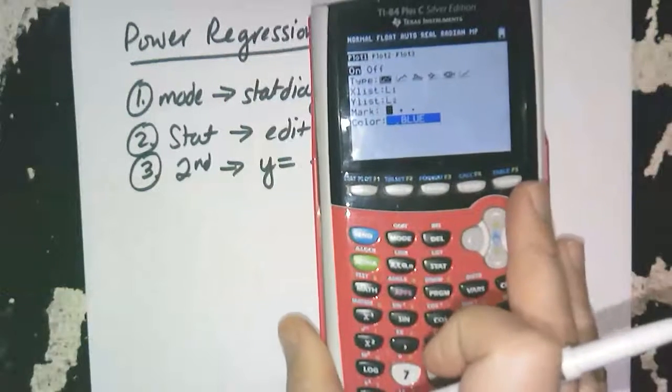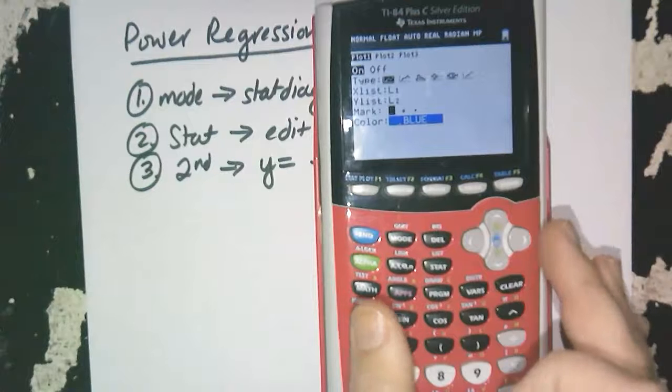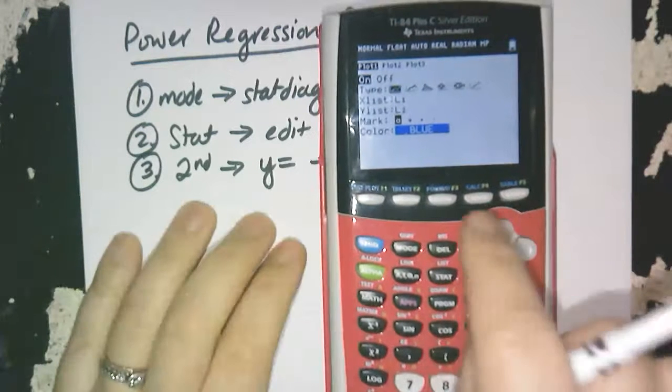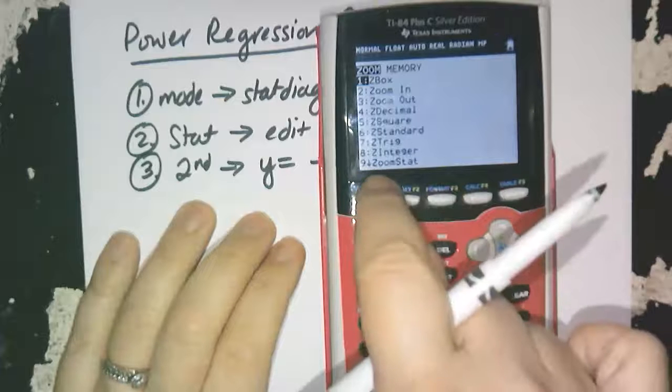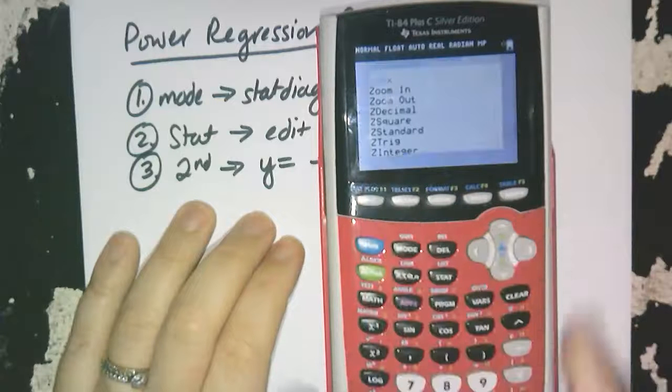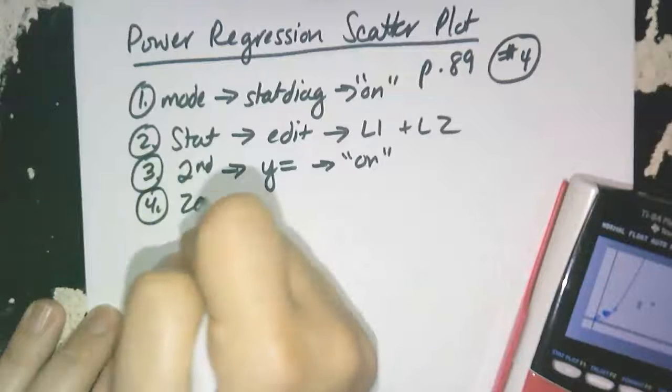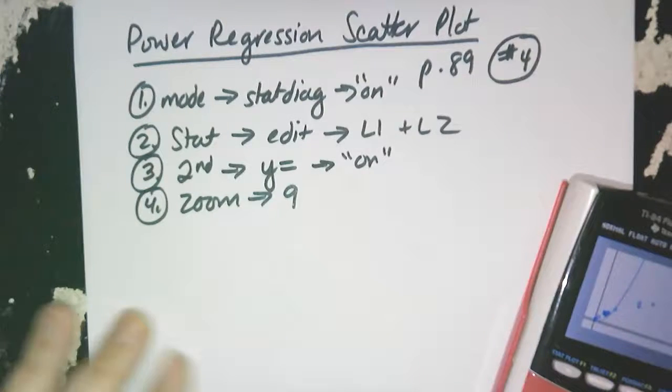And then once you do that, you can't just hit graph. You have to tell the calculator to graph your stat stuff. The way that you do that is you hit zoom 9, which says zoom stat. So I'll write that down, zoom 9.